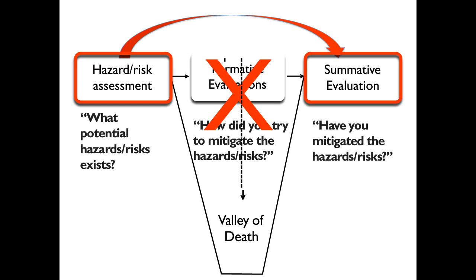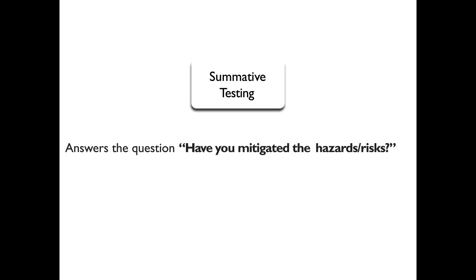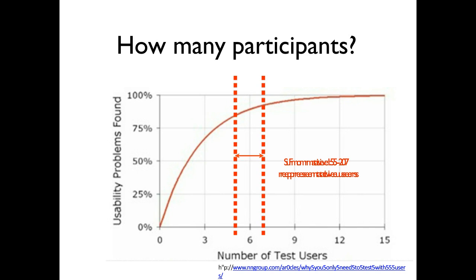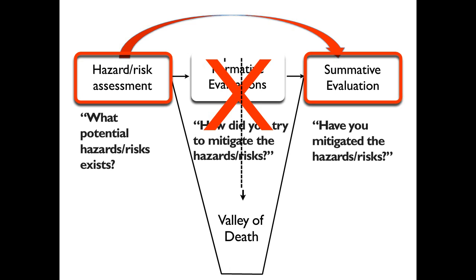What we find, though, is that usually manufacturers will focus on the hazards assessment and the summative evaluation, and they often will skip this middle section of doing the iterative formative evaluations of the product. And so what ends up happening is what we often refer to as the valley of death. This is where good ideas, good products go to die, not because they weren't good ideas, but oftentimes because just a few iterations of formative usability testing would have helped them understand how they could make their product ready for the marketplace.